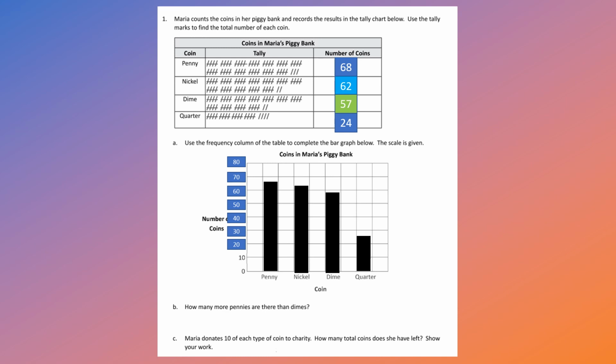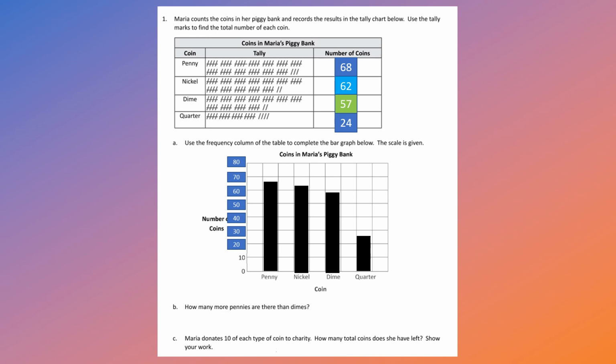Now, does your bar graph have to look exactly like mine? No. Should it be similar? Yes, okay? We don't have a way of shading exactly 68, exactly 62, exactly 57, exactly 24, but we can estimate. We can make sure that it's as realistic as possible. Now, if you need to pause your video to make sure that your bar graph looks similar to mine, go ahead and do so now.